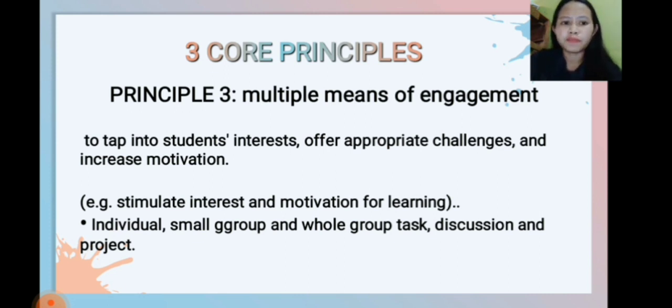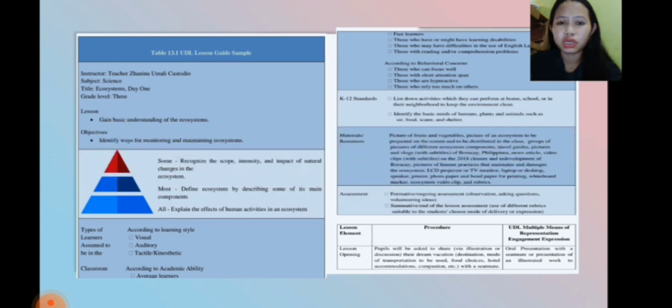So this is the example of designing UDL. You can pause this video to take a screenshot.